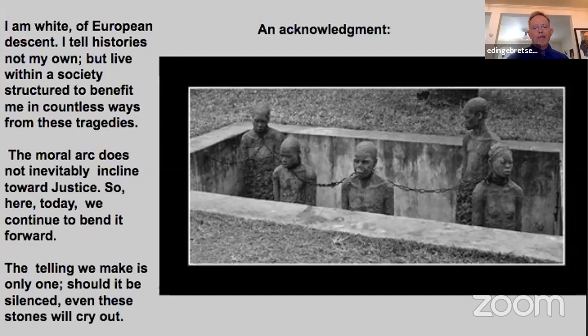The moral arc does not inevitably incline towards justice. I disagree with Justice Parker and Martin Luther King slightly. So here today, this afternoon, we, all of us, continue to incline it forward. The telling we make is only one, and should it be silenced, even these stones will cry out. This image is the slave market monument in Zanzibar. The chains on the stone individuals were actual chains taken at the time of the last enslaved trip.